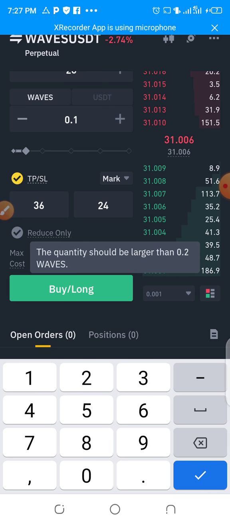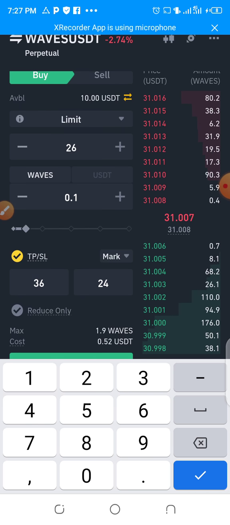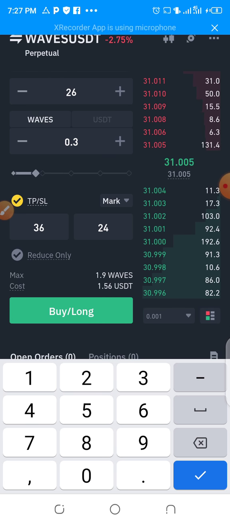They said that the quantity should be larger than 0.2. Okay, so I'm going to increase, not 10%, now I'm going to buy 20% of my wallet balance, which is 0.3 now. So I'll click buy long.